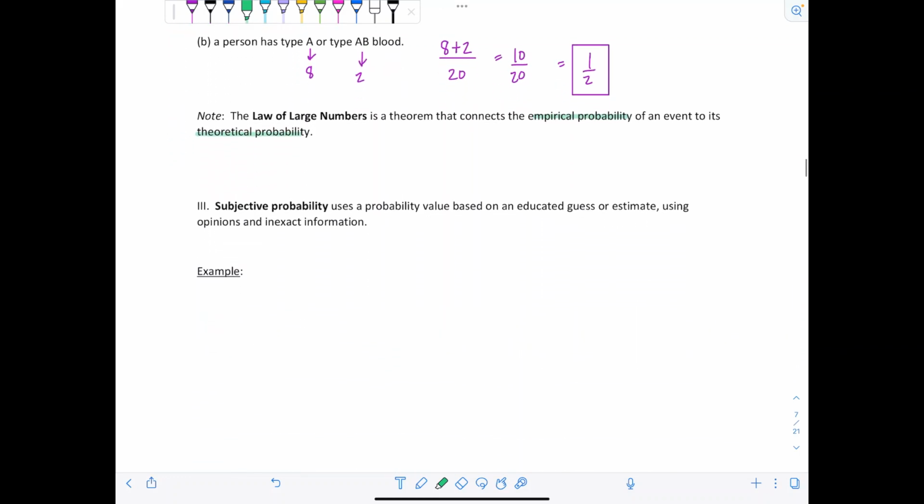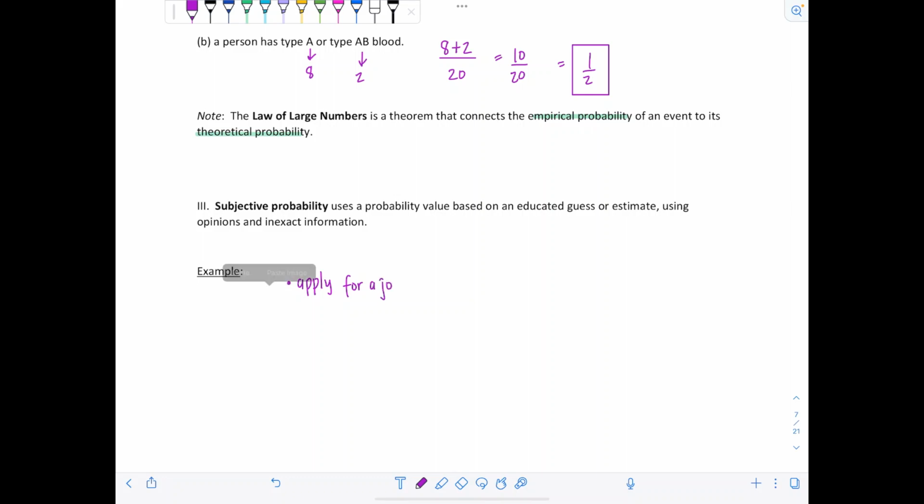Subjective probability uses a probability value based on an educated guess or estimate, and it uses opinions and inexact information. So there's like no actual calculation going on. It's just you sitting around making up stuff. I'm serious.